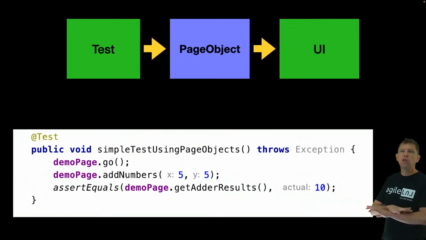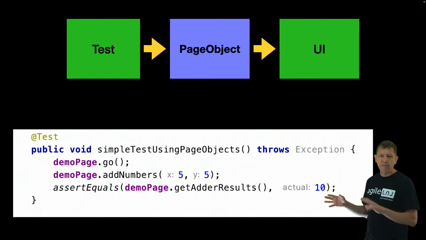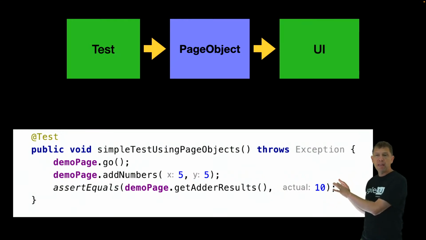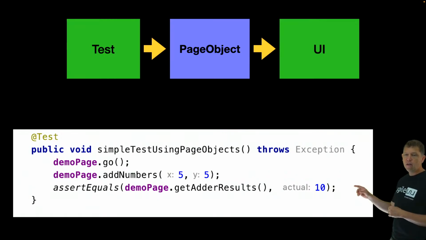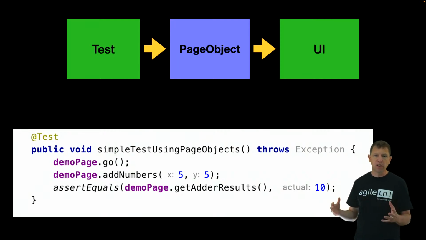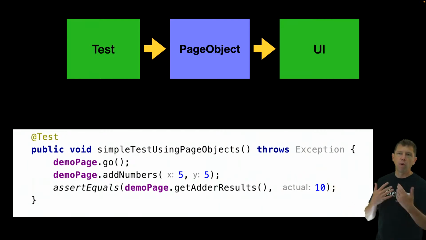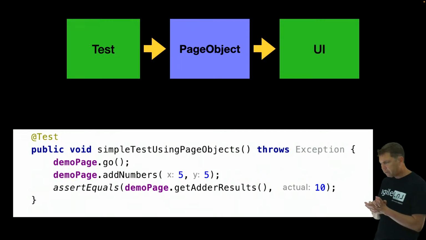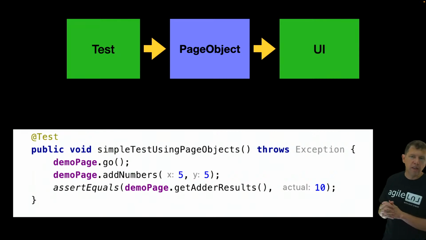It doesn't even tell us what the URL is of the demo page, just there's going to be some type of page and we're going to be able to go to it. And then we're going to add the numbers, 5 and 5. Now notice that's very much based on the intent of what we're trying to do. And then we're going to assert that the adder results equal the actual intent. And remember all that stuff where we had to get text and we had to convert it to an integer? That all gets abstracted away behind just the intent of we're wanting to get the addition results. And if we build it like this, it gives us a lot of flexibility to change things in the future.